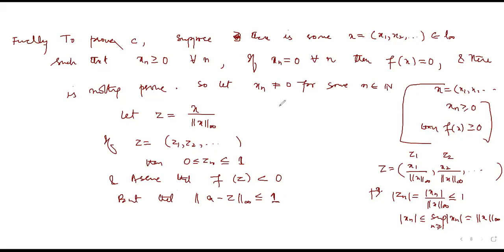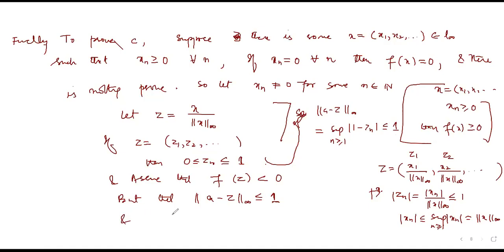Can you see that? Because the norm of a minus z infinity would be the supremum over n greater than or equal to 1 of 1 minus zn. Since zn is positive and less than or equal to 1, all these numbers are less than or equal to 1. So this is less than or equal to 1, right?